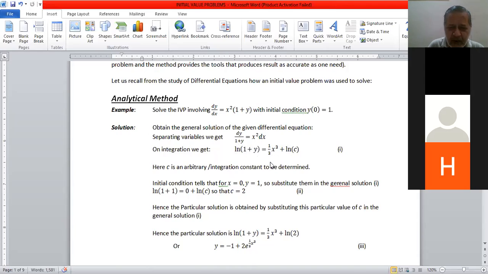So substituting x is equal to 0 and y is equal to 1 in the given solution, we come to know that log of 2 is equal to 0 plus log of c, and that gives you c is equal to 2. Then you substitute c is equal to 2 in the general solution obtained. So we have this particular solution, and this particular solution can be written in this form.